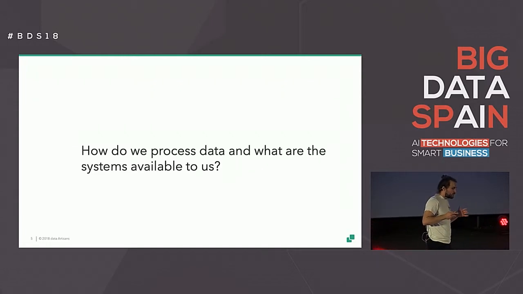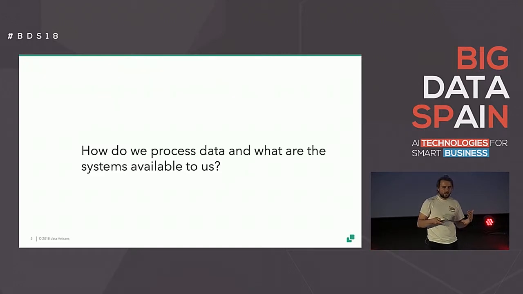So the main question, or the thread through this presentation, is how can we process data, and what are the systems available to us for processing data? And I think the need for processing data is obvious. We have all these sensors and information from users and information from all these systems that we're using, and we somehow need to process that data, and sometimes need to make sense of it so that we can make decisions in the company or wherever we are working.